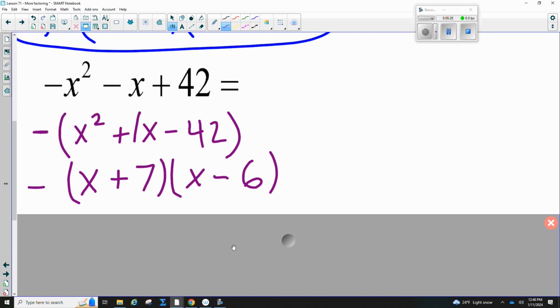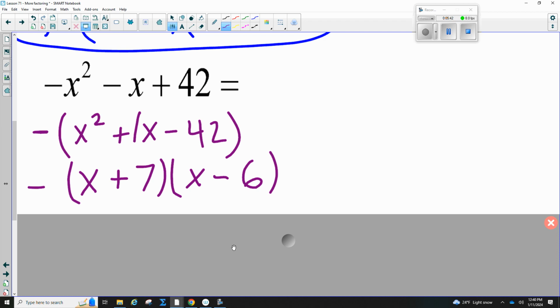7. We have to add to positive 1. Does the negative in front matter when you're factoring this part? No, so ignore the negative. Once you take the negative out, it has to add to positive 1. So it has to be 7 and negative 6. That'll multiply to negative 42, add to positive 1.